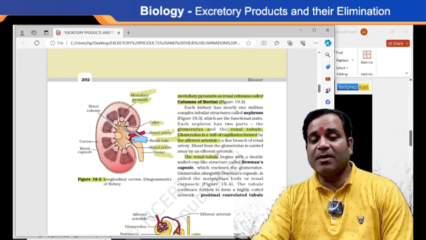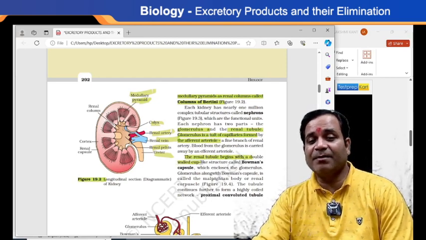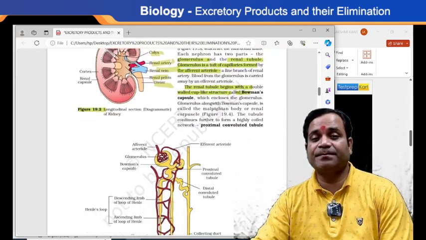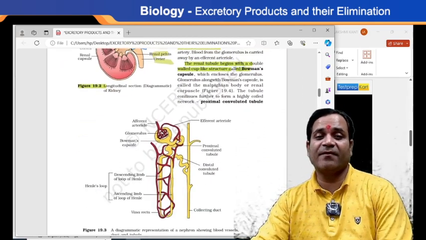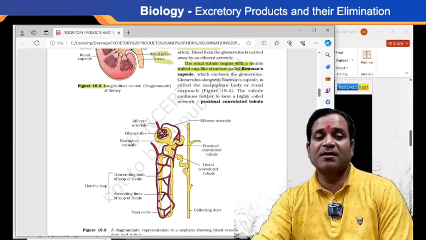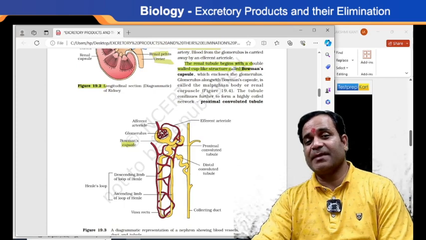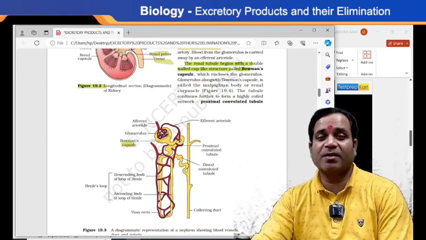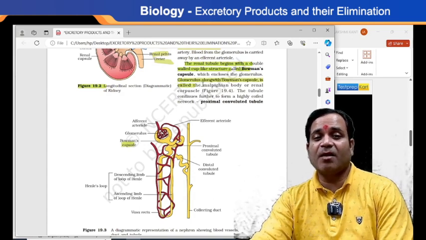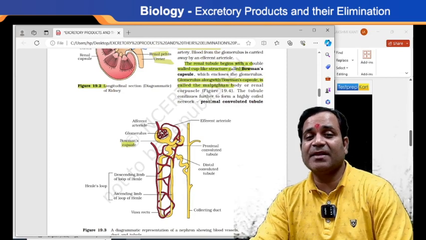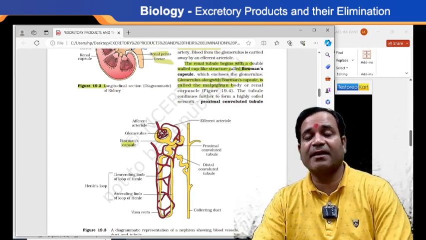Here the renal tubule begins with a double-walled cup-like structure called Bowman's capsule. See in this diagram. This is the diagram of what? Nephron, my dear. Okay. So Bowman's capsule. See here the Bowman's capsule. Yes, this is what? Bowman's capsule, which encloses the what? Glomerulus. And this glomerulus along with Bowman's capsule is called the Malpighian body, or you can say the renal corpuscle, my dear.